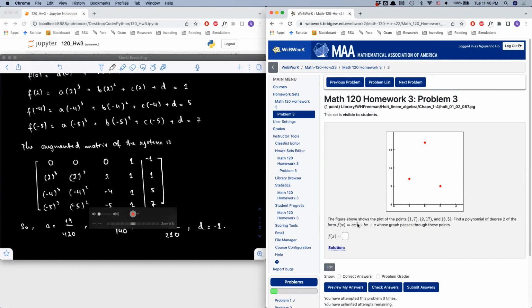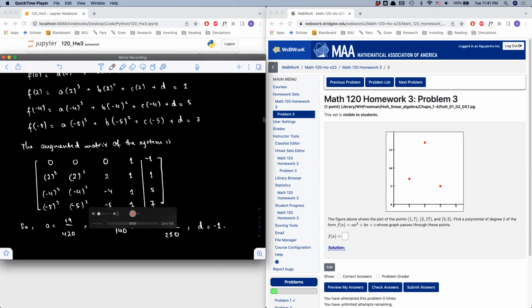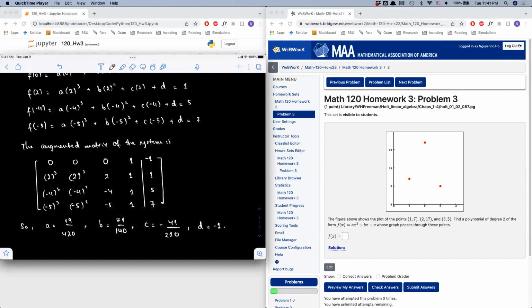You have a quadratic function, that is a polynomial function of degree 2, and you're going to use this to fit 3 points: 1, 7, 2, 17, and 3, 5. You go through the process again. You substitute the 3 points into the function, and you have a system of 3 linear equations. Turn the linear equations into an augmented matrix, and then input that into Python and let Python do the calculations for A, B, C. Okay.